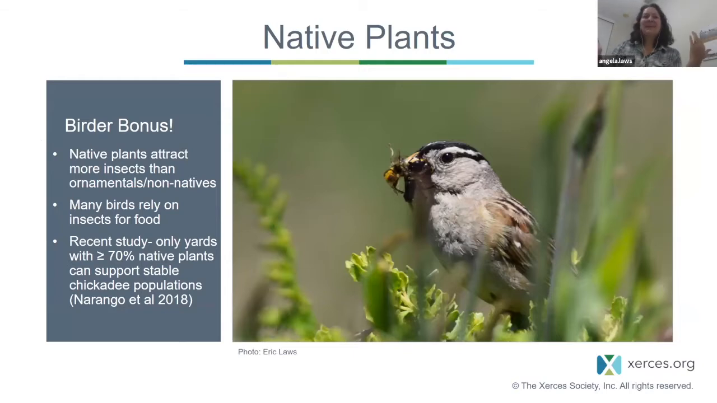For the birders in the house, native plants tend to attract more insects than ornamentals and non-native plants. Many birds rely on insects for at least some stage of life. There's a cool study by Doug Tallamy. He's written a couple books. He's a great speaker if you have a chance to hear from him, showing that yards with at least 70% native plants, only those yards were able to produce enough insects to support a stable chickadee population. So the chickadees were feeding on all those insects, and native plants were the plants that were able to produce those insects that the birds need.